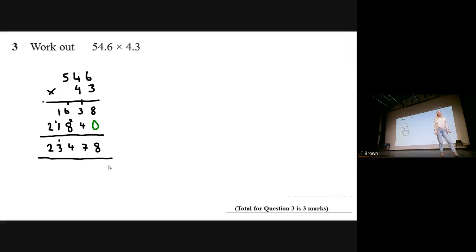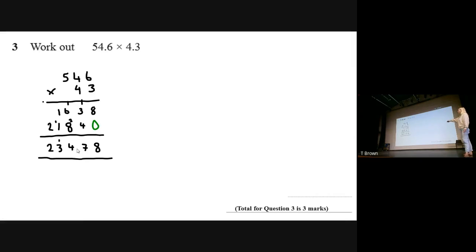Okay, and then we've got to work out where to put the decimal point back in. So when we're multiplying, the number of decimal places in the question, so the number of numbers after the decimal point, is the same as in the answer. So if there are 2 numbers here after the decimal point, then there's going to be 2 numbers here after the decimal point. So it's going to be 234.78.